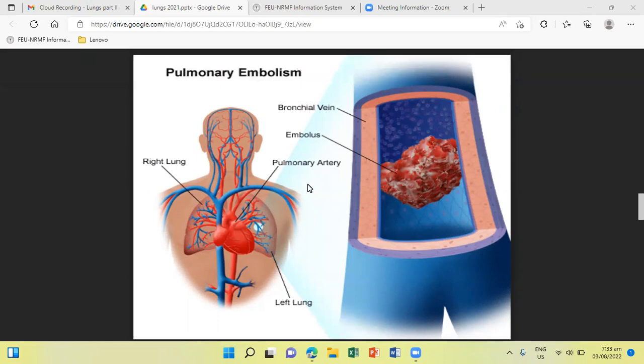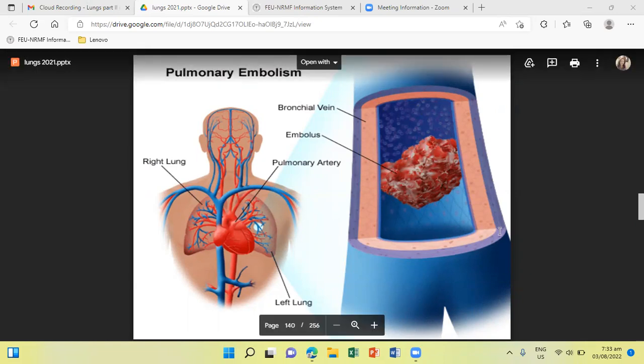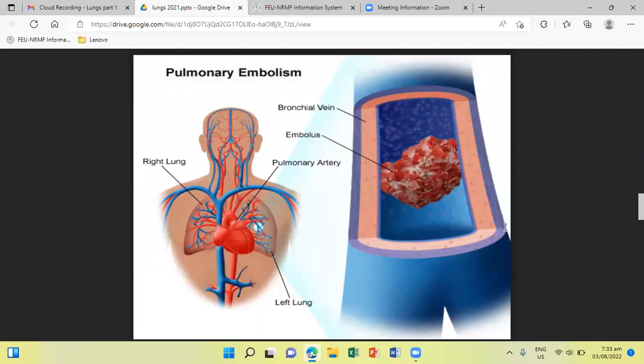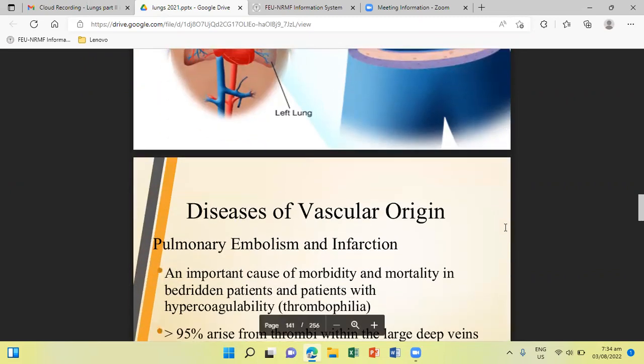So I'm now going to discuss part 3 of lung pathology. Most often, pulmonary embolism originates from venous thrombosis of the lower extremities or pelvis. You have learned this in Patho A. It is usually coming from the deep veins of the leg, and the emboli is thrown and goes into your lungs.